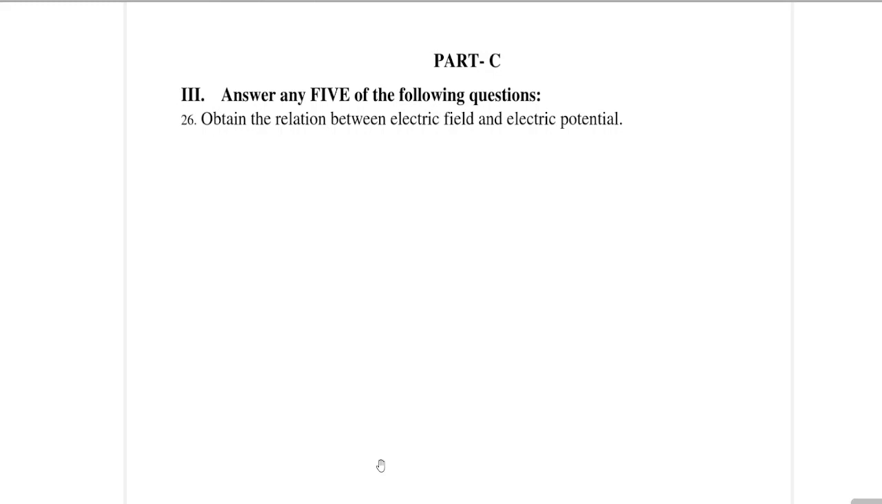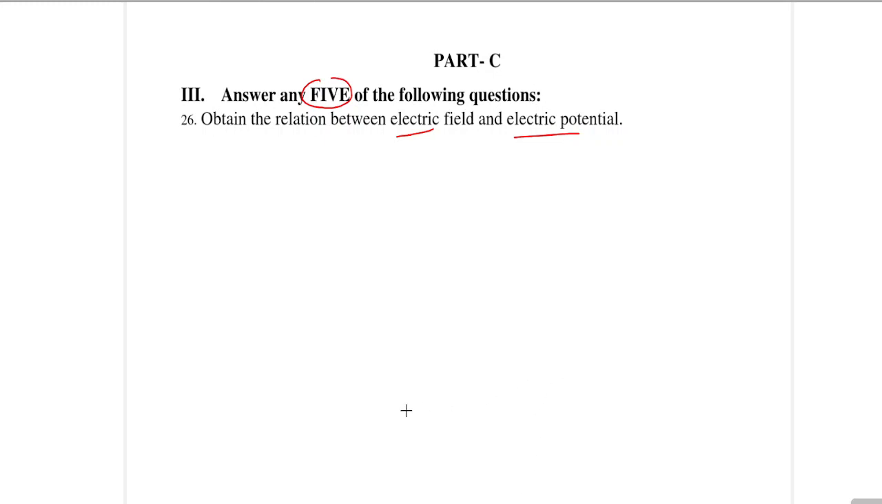Let us now look at the 3-mark questions. Again here, a student is expected to answer only 5 questions. Question 1 says, obtain the relation between electric field and electric potential. Now this can be done in 2 ways.